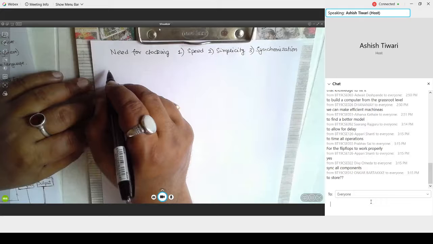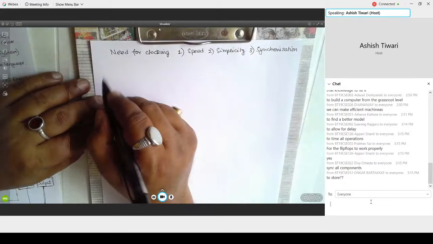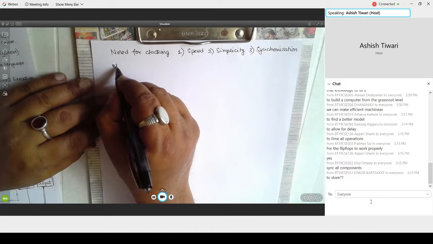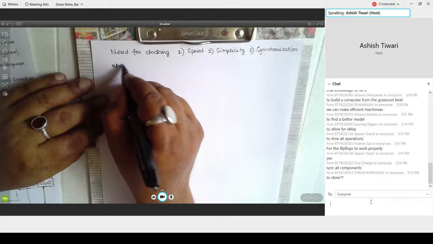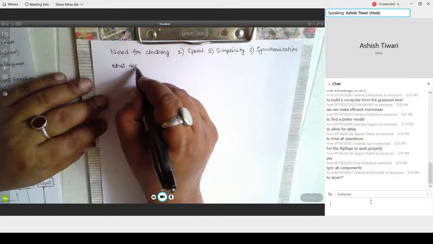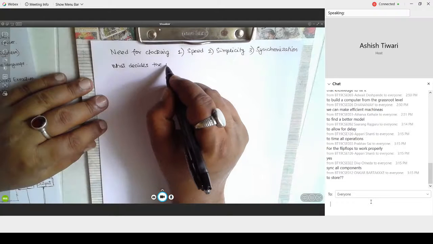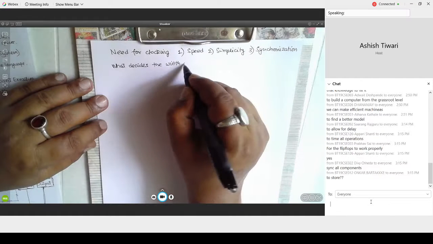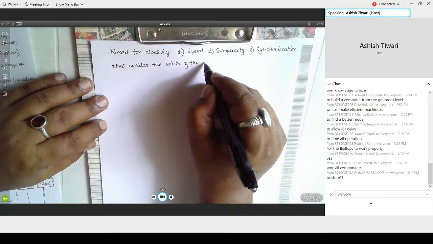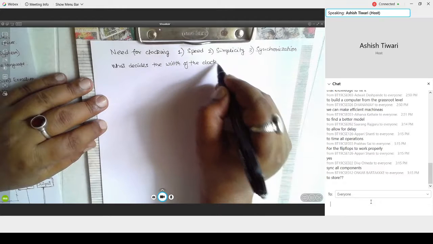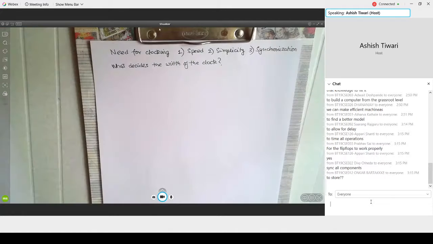Can somebody tell me what decides the width of the clock? When I say the width of the clock, I mean the speed of the clock. Can somebody tell me what decides the width of the clock?